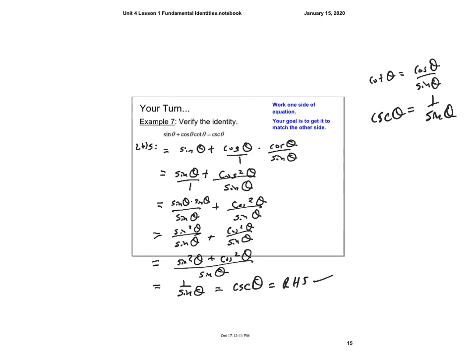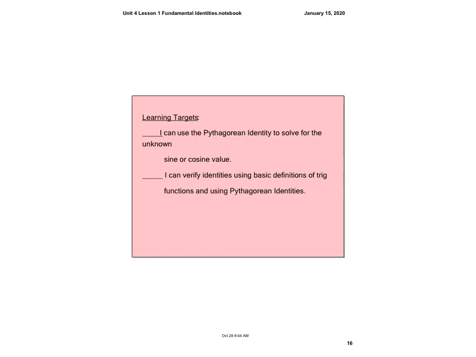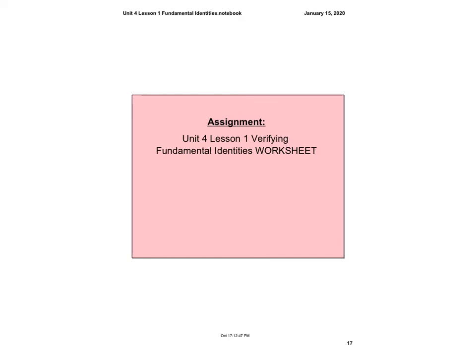Again, you've got to know what these are here. You need to know those. So if you don't, write them down so you have them on a sheet of paper. So I can use that Pythagorean identity to solve for the unknown sine or cosine value. So we use that sine squared theta plus cosine squared theta equals 1. And then I can verify identity using basic definitions of trig functions. So that's like your secant is equal to 1 over cosine and using the Pythagorean identities. So you're going to work on your 4-1 worksheet.